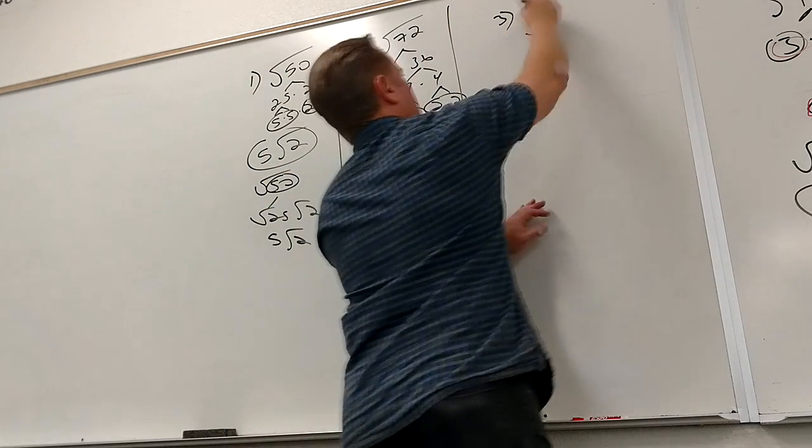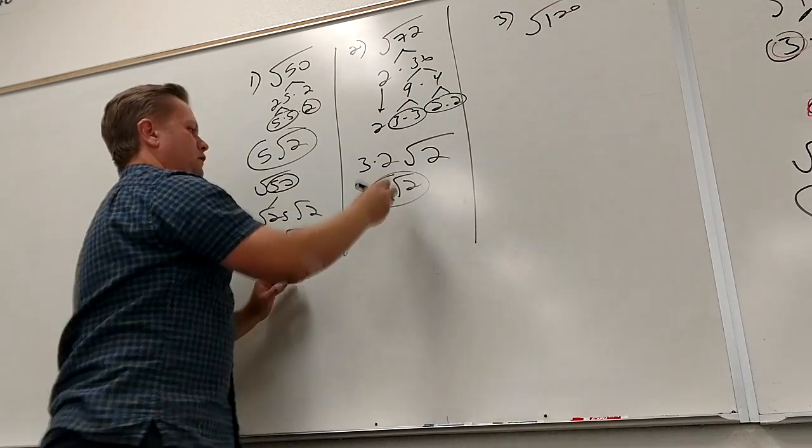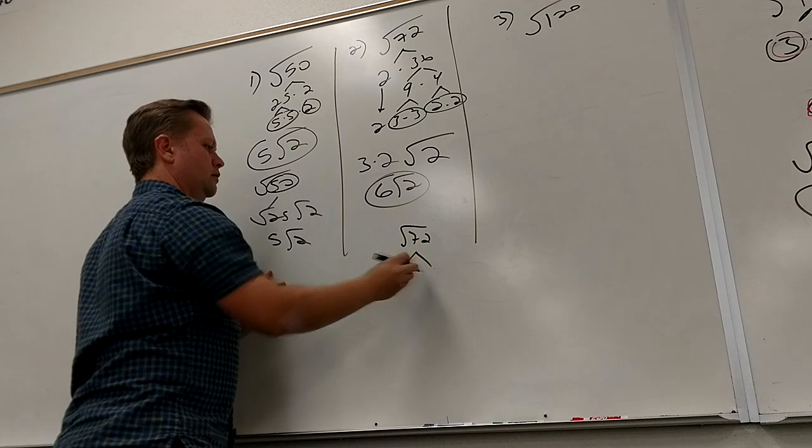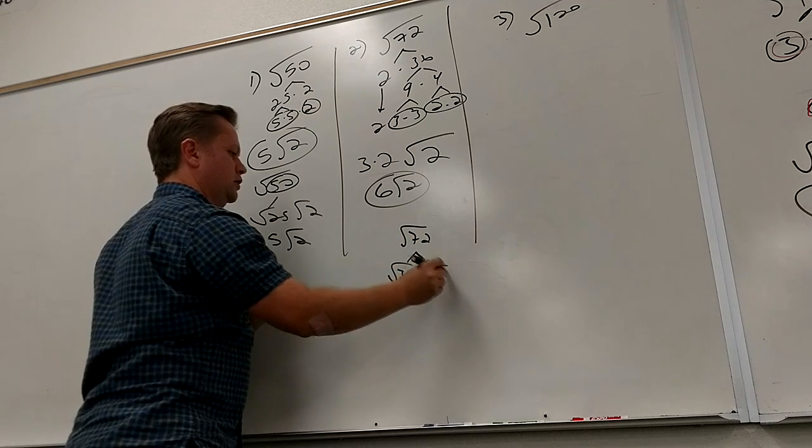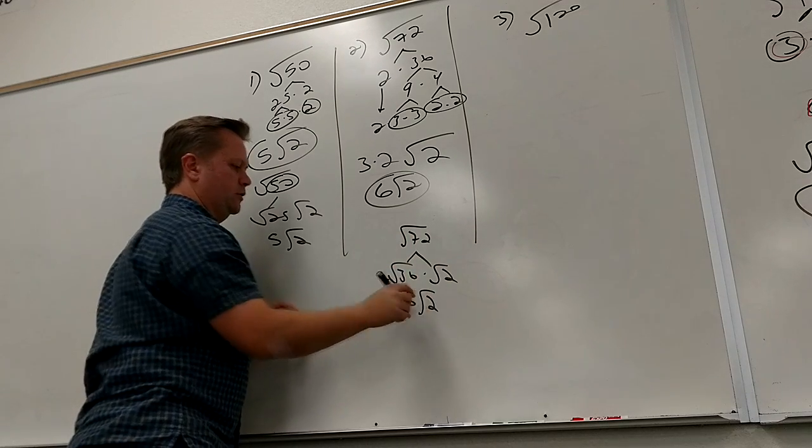What's the third one? 120. Oh, yeah. Oh, by the way, this one, if you did it my way, 36 goes into it, so square root of 36 is 6. Square root of 2, I don't know, same answer.